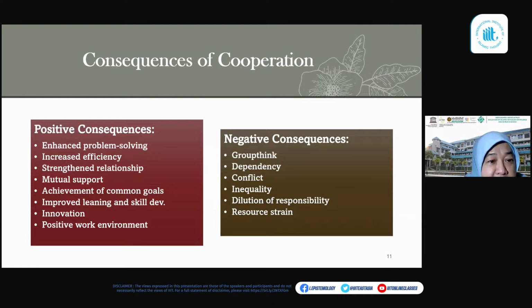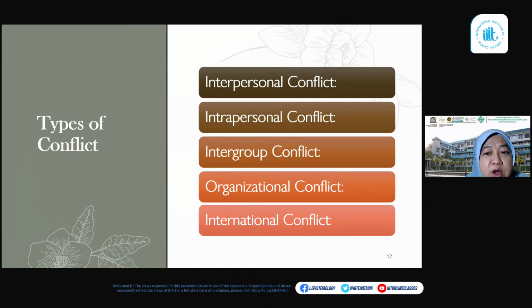So here I list down some of the positive consequences. I'm running out of time, I'm looking at the time, so I'm not going to explain them to you. I think it is enough for you to see what the positive consequences are. If you overdo cooperation, it will lead to conflict. Now I want to move to the types of conflict.